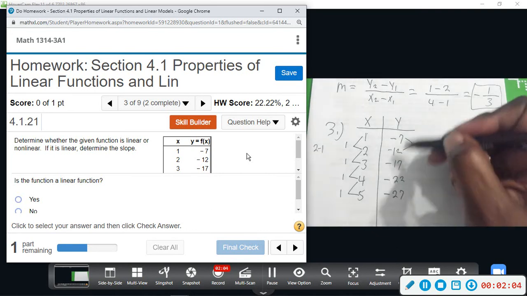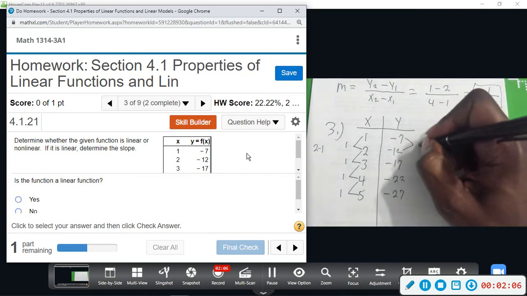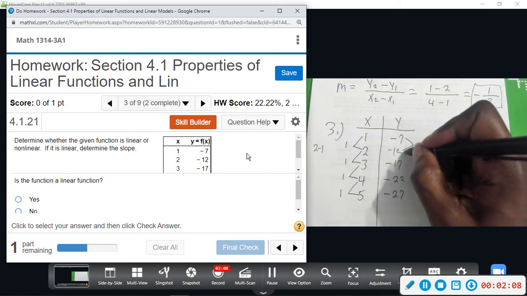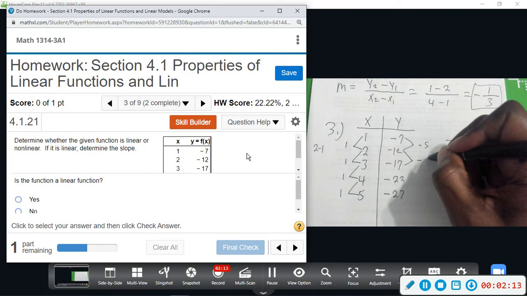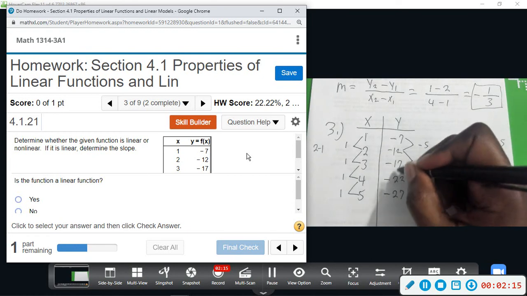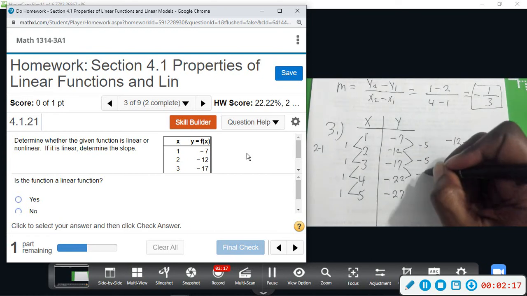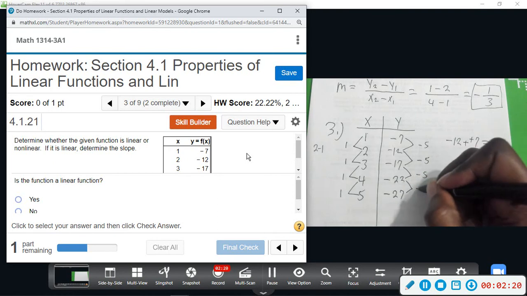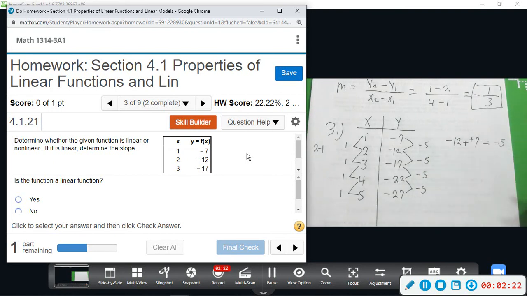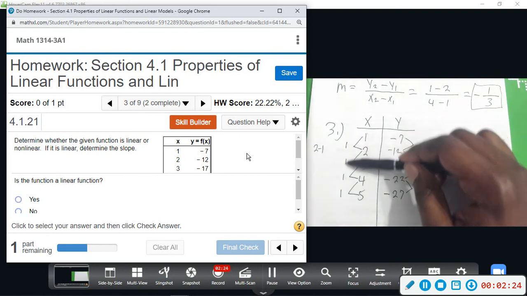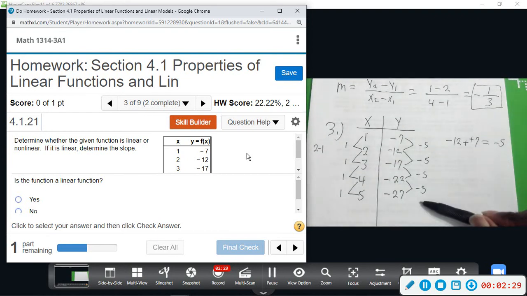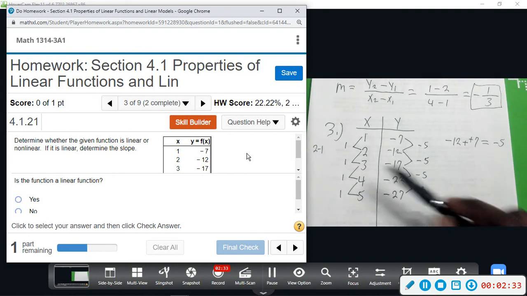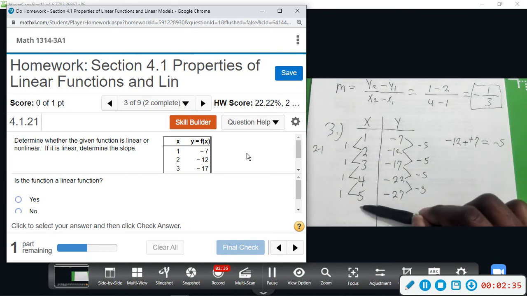Okay, so we subtracted 5 going from here. And then the difference between negative 12 and negative 17 is also a negative 5. And then from negative 17 to negative 22, negative 5, and negative 22 to negative 27 is also negative 5. So if the x is the same and the y is the same all the way down, then you can tell it's linear.